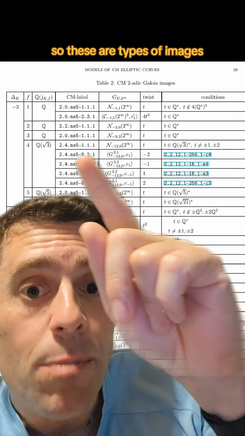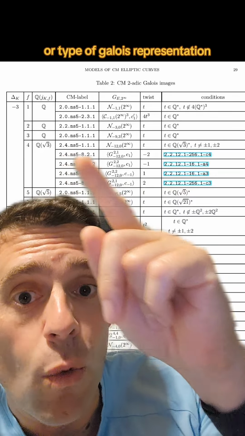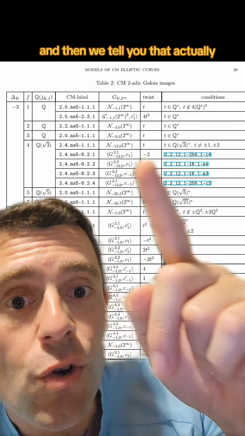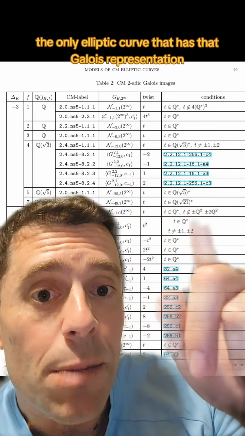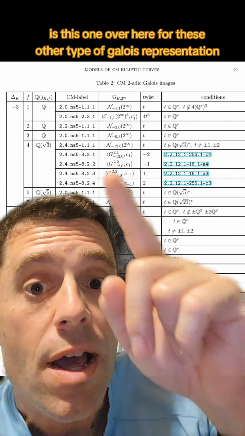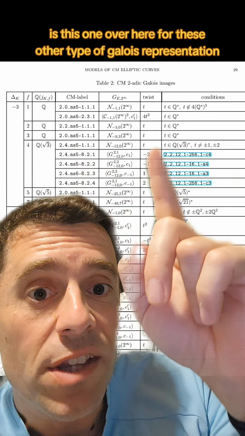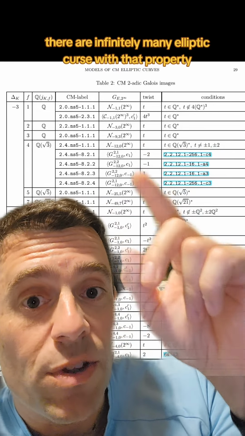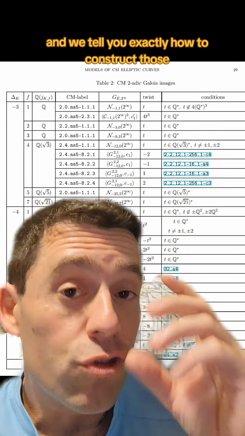So these are types of images, or types of Galois representation, in this case a two-adic Galois representation, and then we tell you that actually the only elliptic curve that has that Galois representation is this one over here. For this other type of Galois representation, there are infinitely many elliptic curves with that property, and we tell you exactly how to construct those.